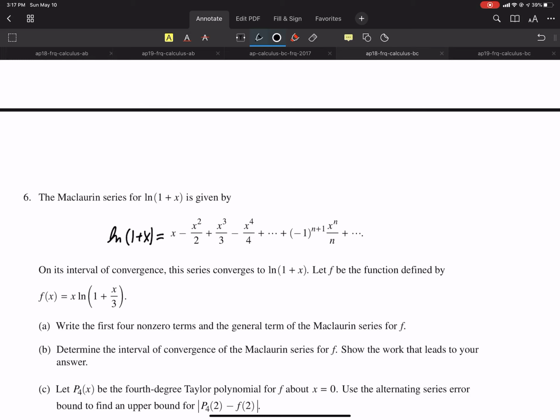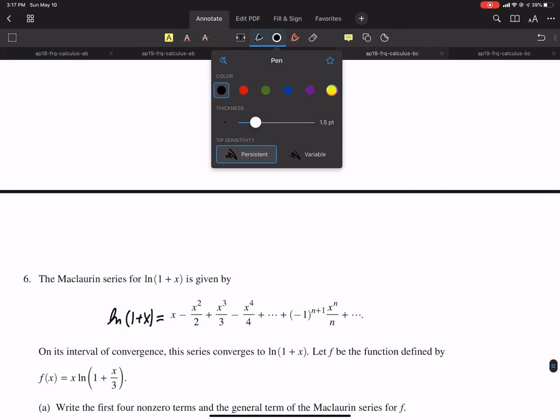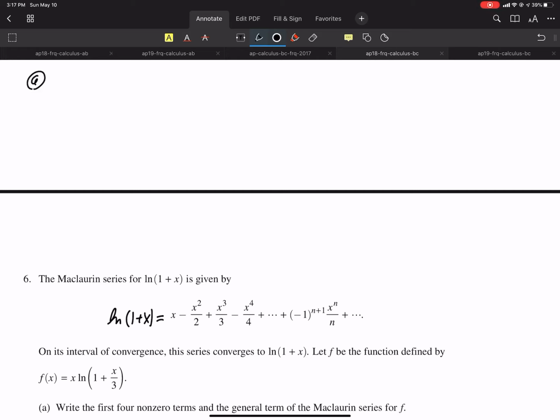Let f be the function defined by, okay, so we have a new function f. So part A, we want f of x, it's x ln of 1 plus x over 3. Okay, I'm going to do this in multiple parts, so let me back up on what I just wrote. So there are 5 things you can do.